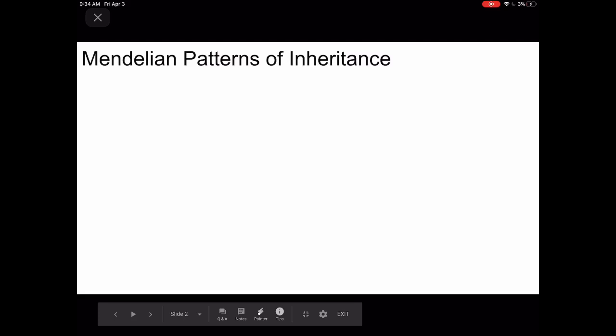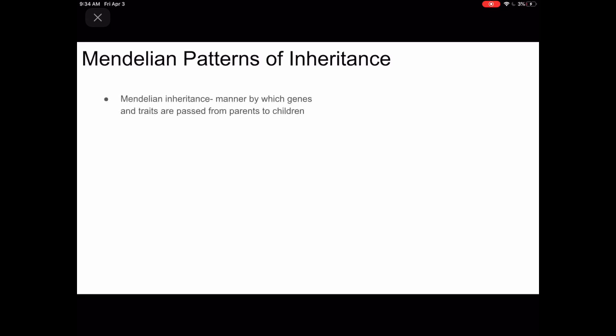Mendelian patterns of inheritance. These patterns of inheritance are all made by Gregor Mendel. Mendelian inheritance is the way in which genes are passed down from parents onto their offspring.